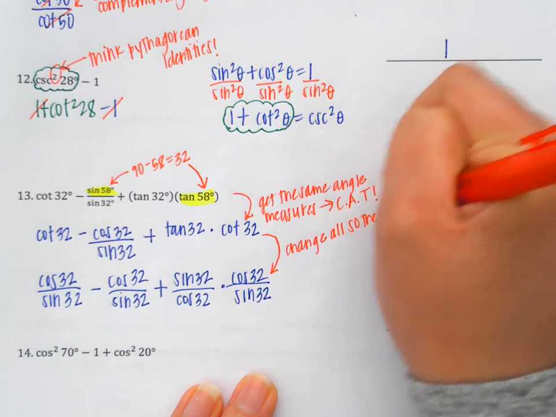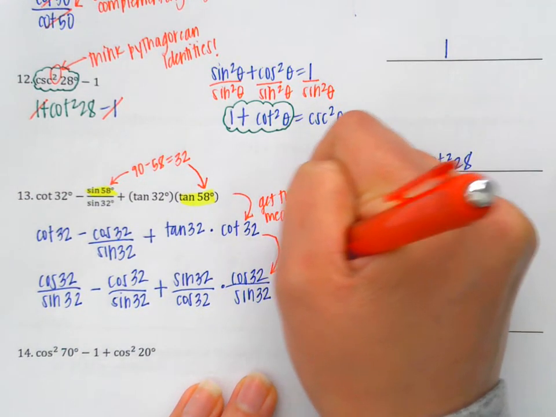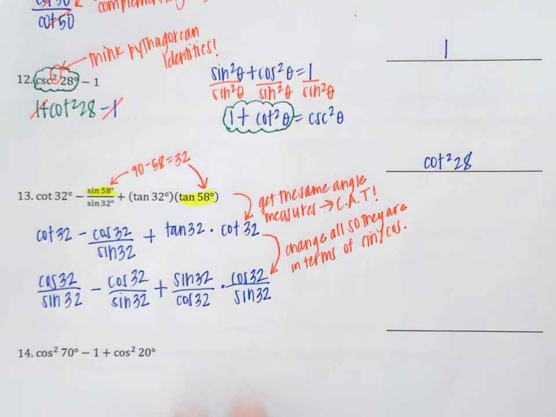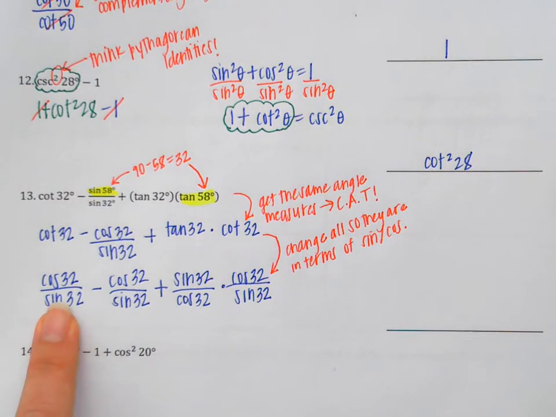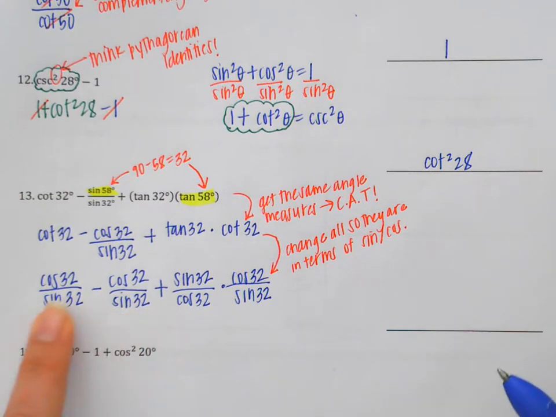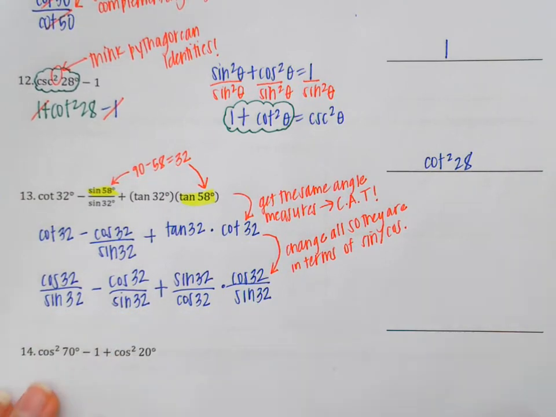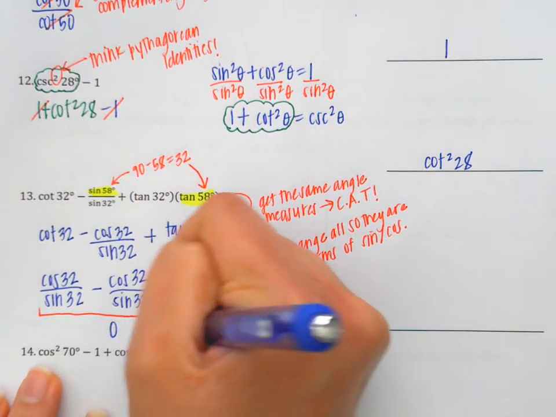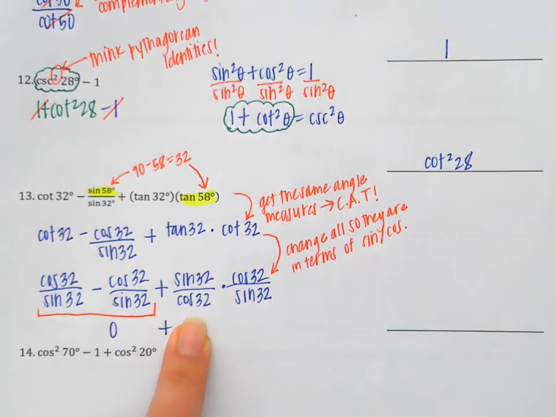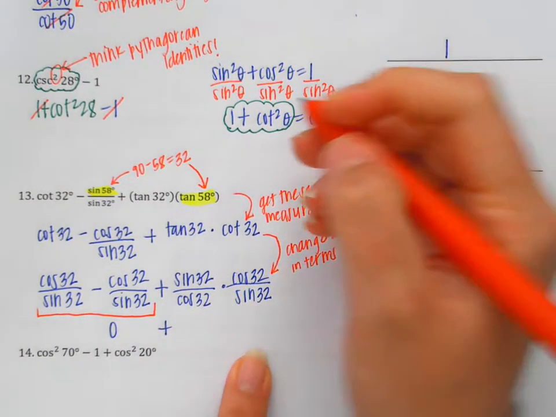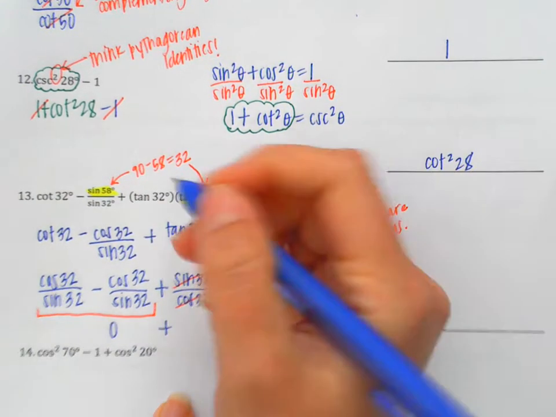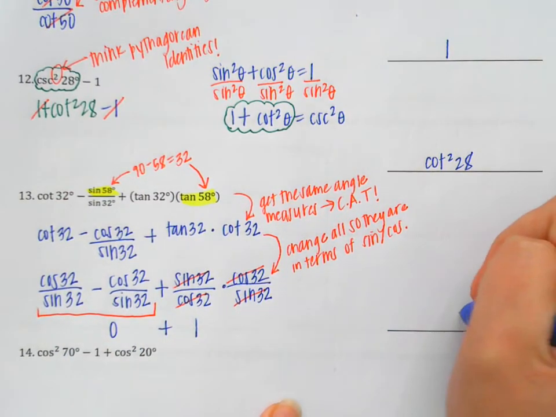So they are in terms of sine and cosine. Okay, so cosine 32 over sine 32 minus cosine 32 over sine 32. This is the same thing minus the same thing. And we know anything minus itself is going to result in 0. And then sine 32 over cosine 32 times cosine 32. These are going to cancel. Cosine and cosine, top and bottom, sine and sine. Anything divided by itself simplifies to be 1. 0 plus 1 is 1.